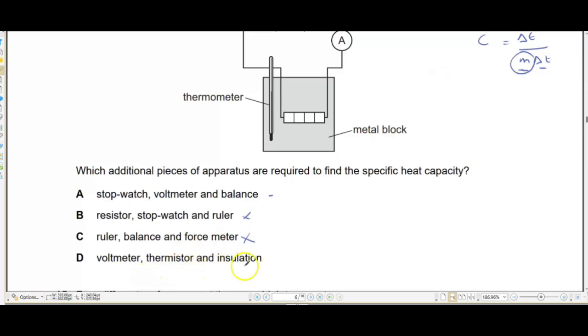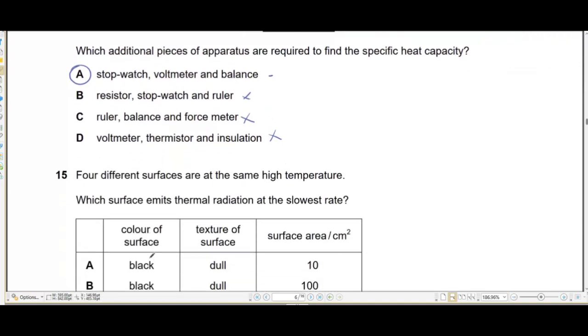Voltmeter, thermistor, and insulation. This is also not correct because we need something to measure the mass of the object. So voltmeter can measure the voltage, and stopwatch can measure the time, and balance is going to give us the mass. So A is going to be the correct option. As energy can be P times t as well, power into time. The power can be calculated with the voltmeter and time can be calculated by the stopwatch. So all of these are going to be required and other things are not going to be required. So A is our correct option.